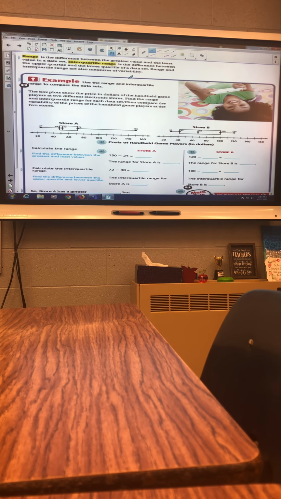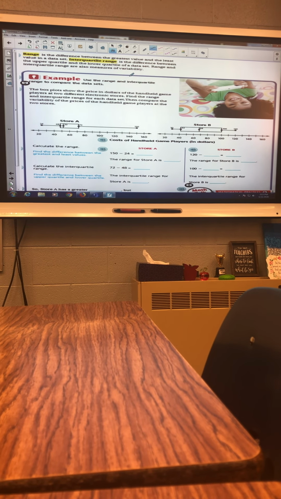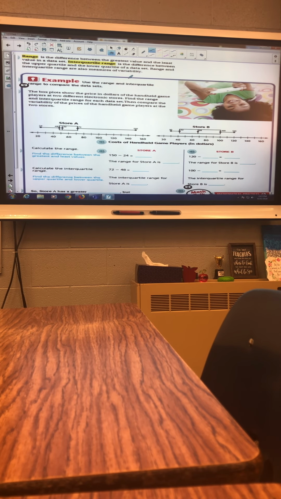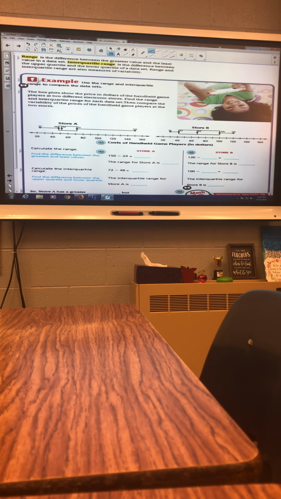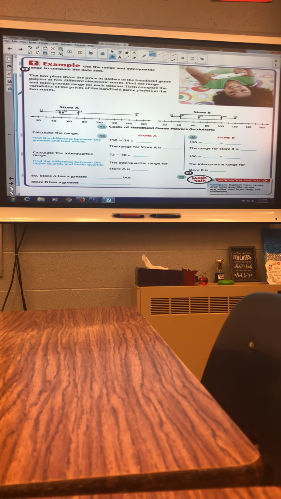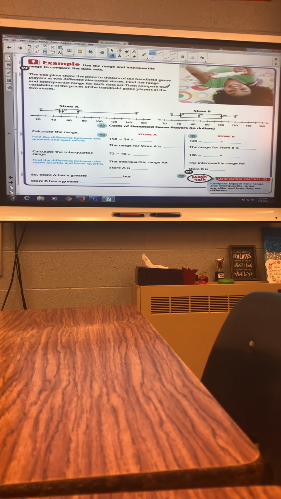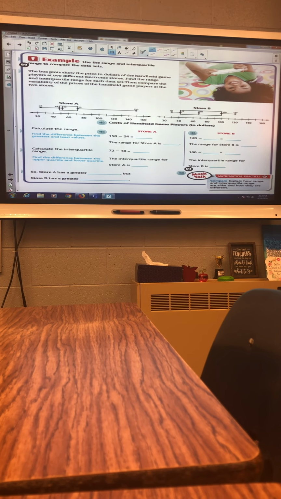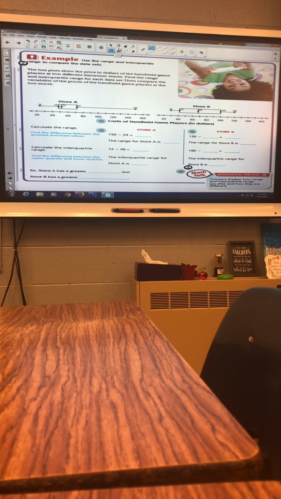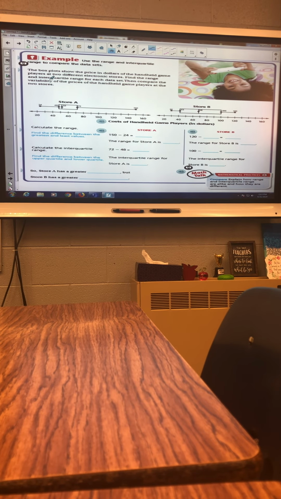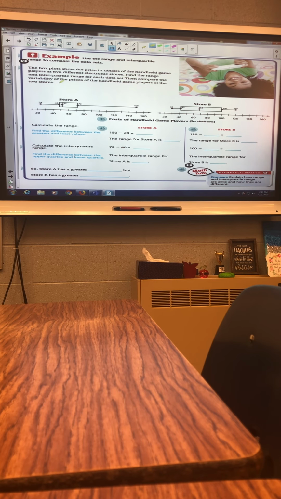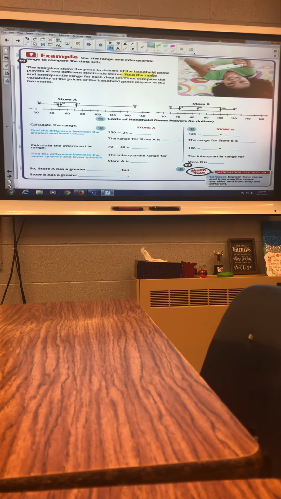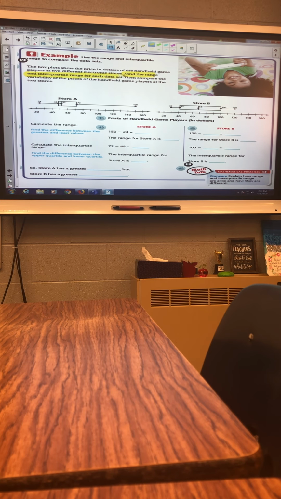So range is just the biggest minus the smallest. Interquartile range is the upper quartile minus the lower quartile, okay? So let's look at the example. The box plot shows the price in dollars of the handheld game players at two different electronic stores. Find the range and interquartile range for each data set, then compare the variability of the prices. So it's telling us to find range and interquartile range of each data set and then compare.